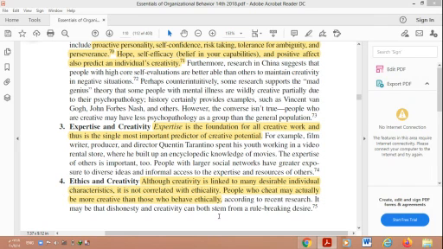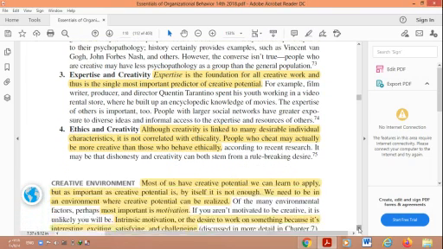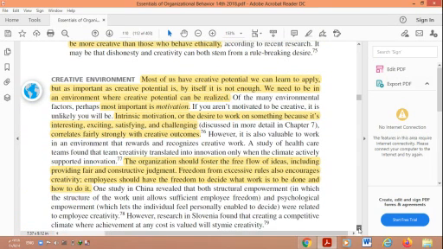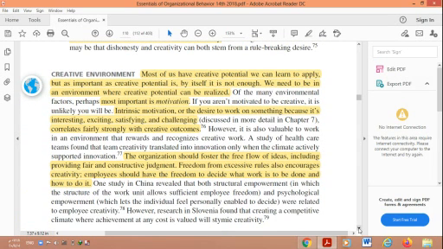And here, as the textbook said, people who cheat may actually be more creative than those who behave ethically. So creativity is linked to desirable individual characteristics, but it is not correlated to ethics.